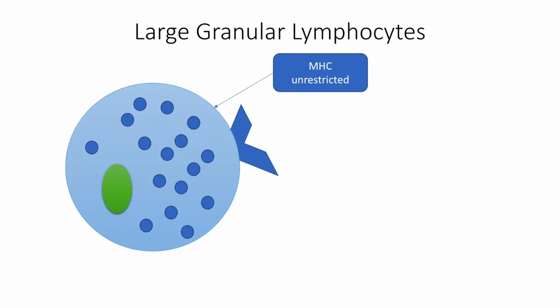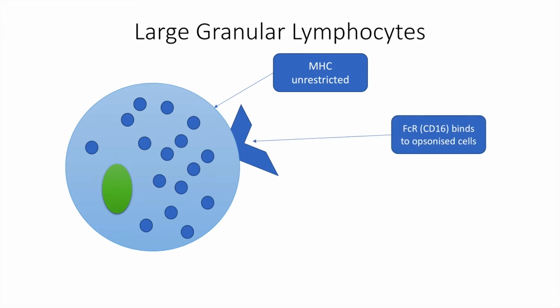Large granular lymphocytes are generally major histocompatibility complex unrestricted in that they don't require the MHC to present an antigen. They can act through their granules to kill pathogenic invasion. The Fc component binds to the opsonized cells. This is present on the surface of the large granular lymphocytes, and they can also kill transplanted foreign or virus infected cells. Also present in the body is the complement system.